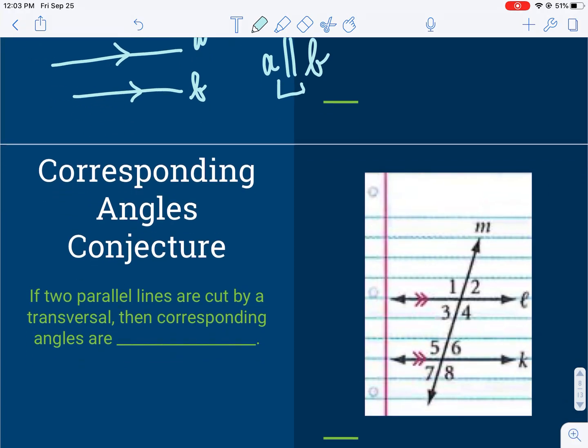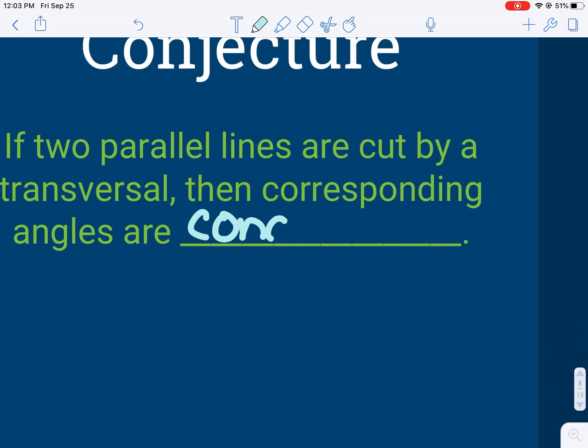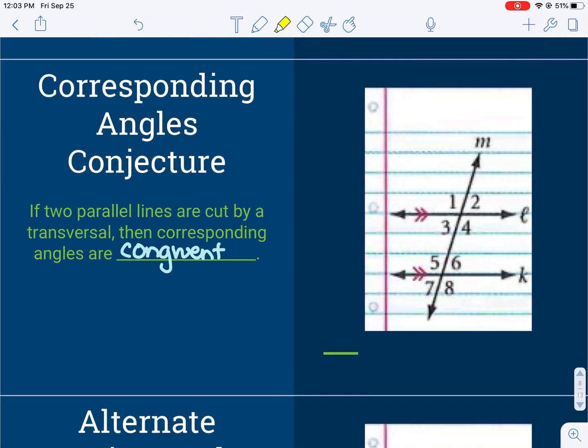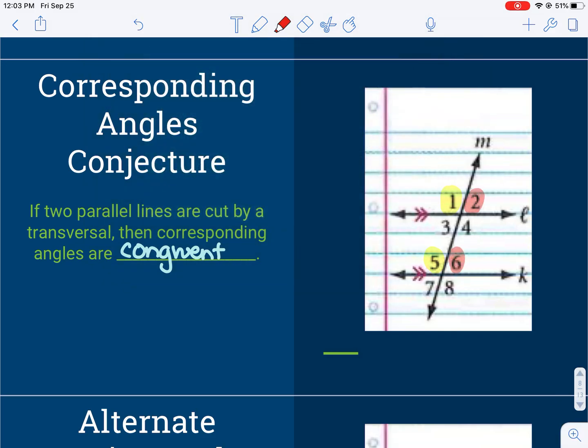All right, so if my lines are parallel and I have a transversal, then my corresponding angles are always congruent. So what this means in practice is that angle 1 and angle 5 will be identical. Angle 2 and angle 6 will have the same measure. 3 and 7 will have the same measure. And 4 and 8 will have the same measure.